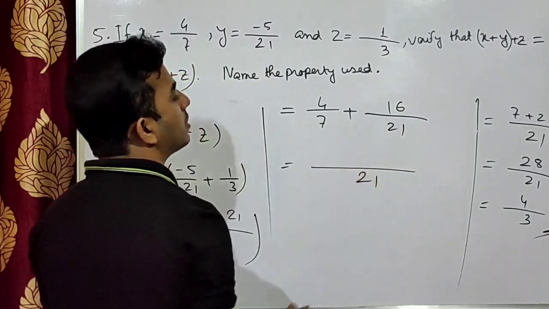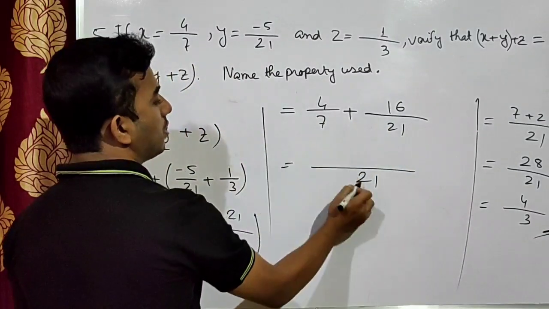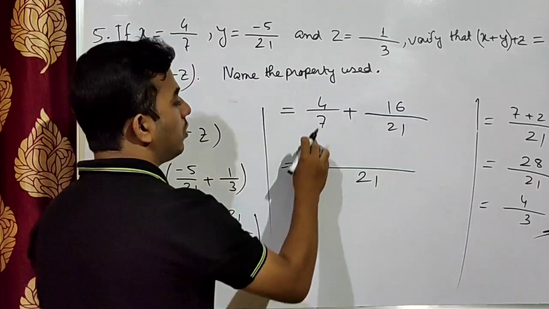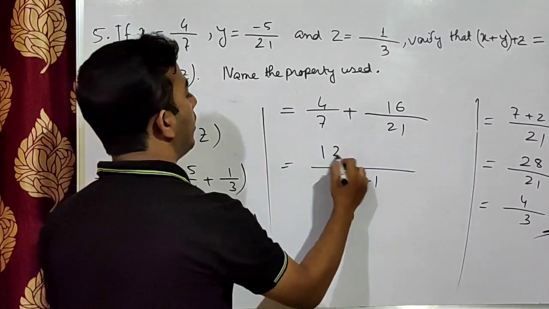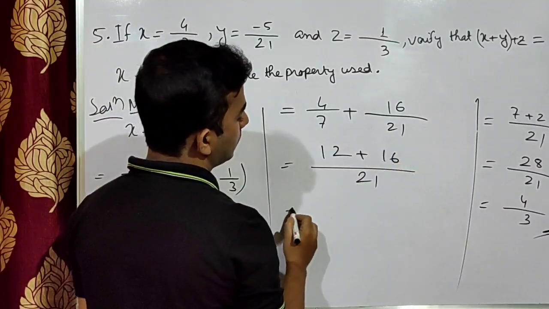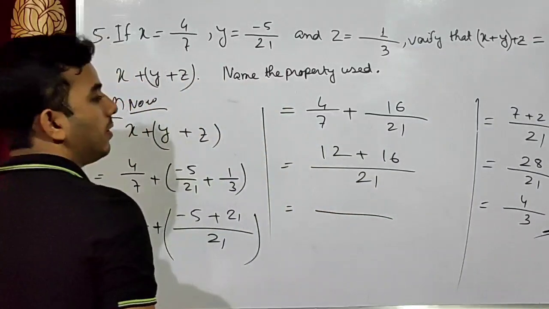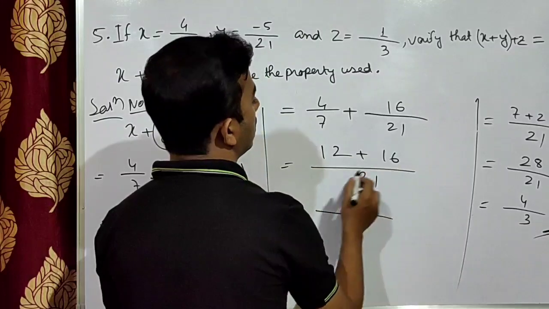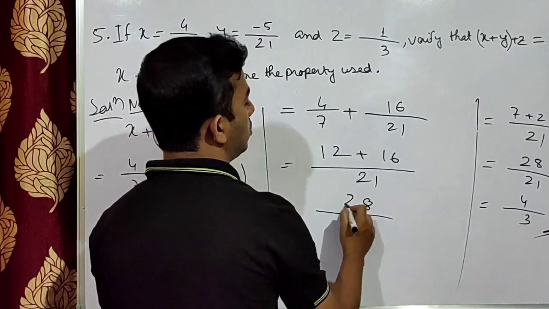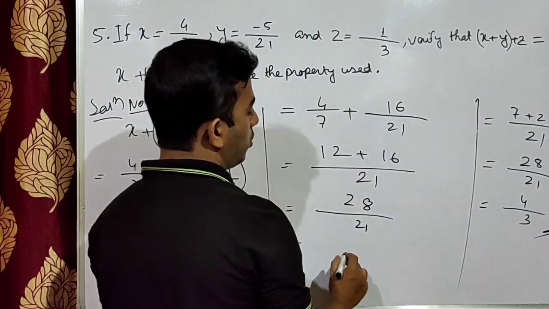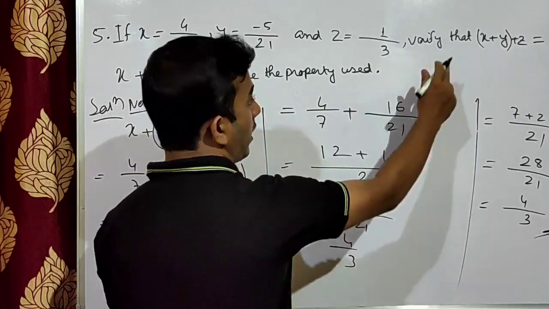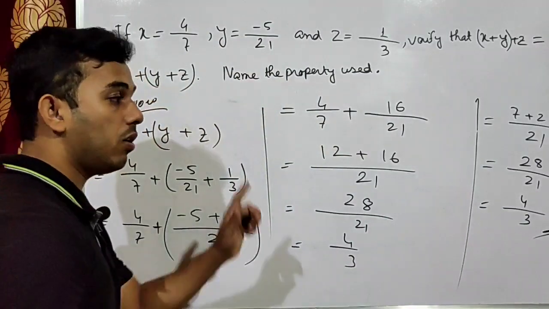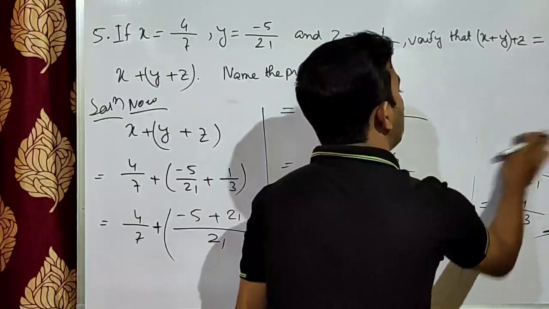Now again we have to find the LCM, that is, we have to make the denominator the same. So I have made it. Now 7 into 3, right? 3 into 4. 3 into 4 is 12. 12 plus 16. Now how much is 12 plus 16? 28 by 21. Now again 28 by 21 is 4 by 3. Look, x plus y in brackets, plus z equals 4 by 3, and this is also 4 by 3. Now many of you continue this writing, okay?